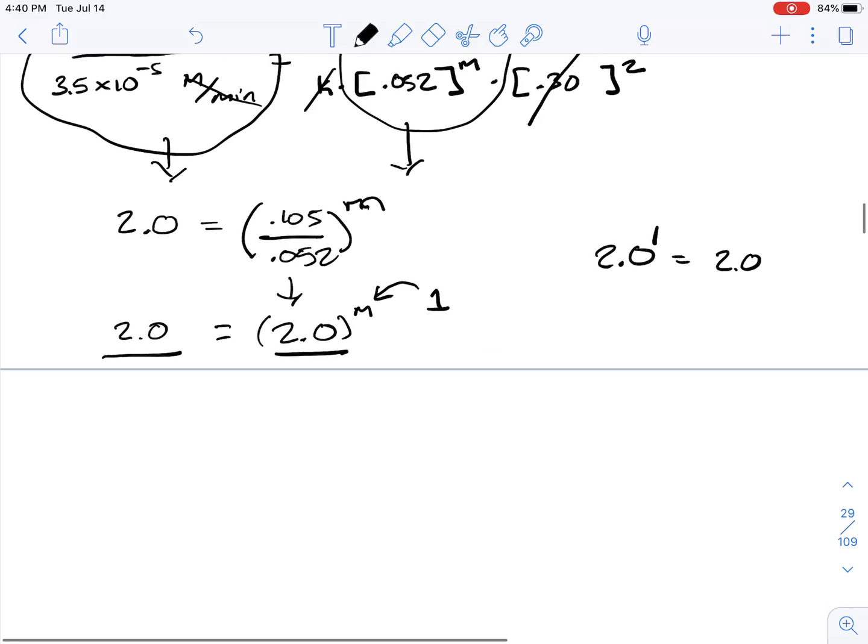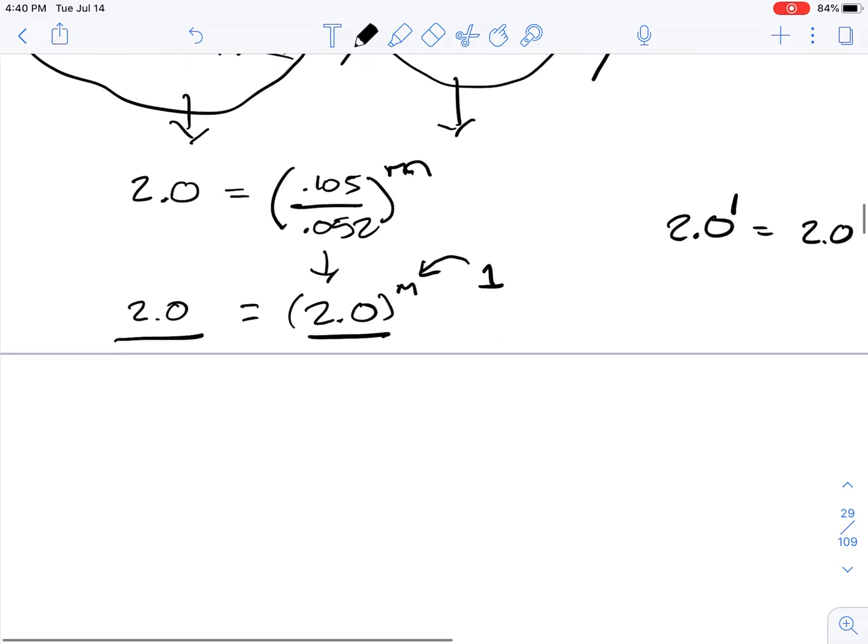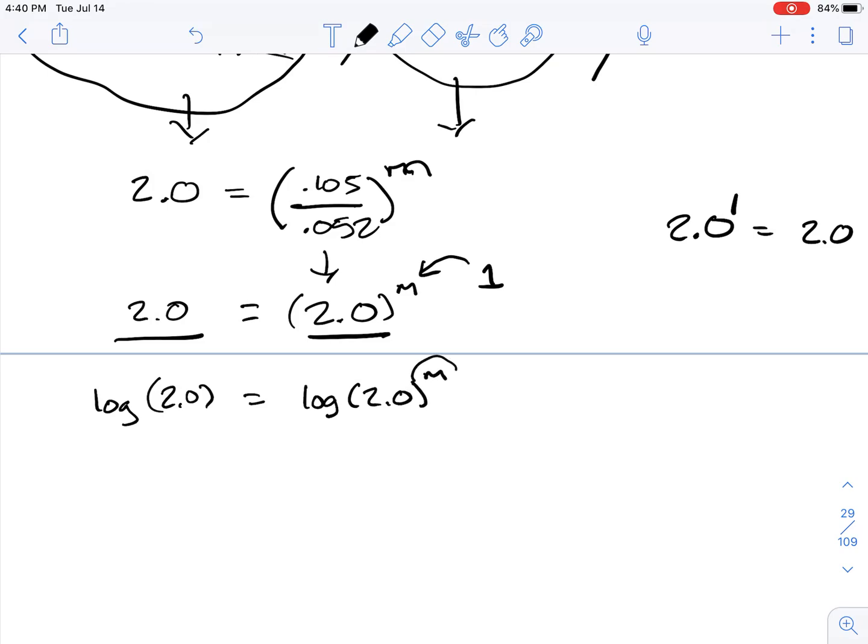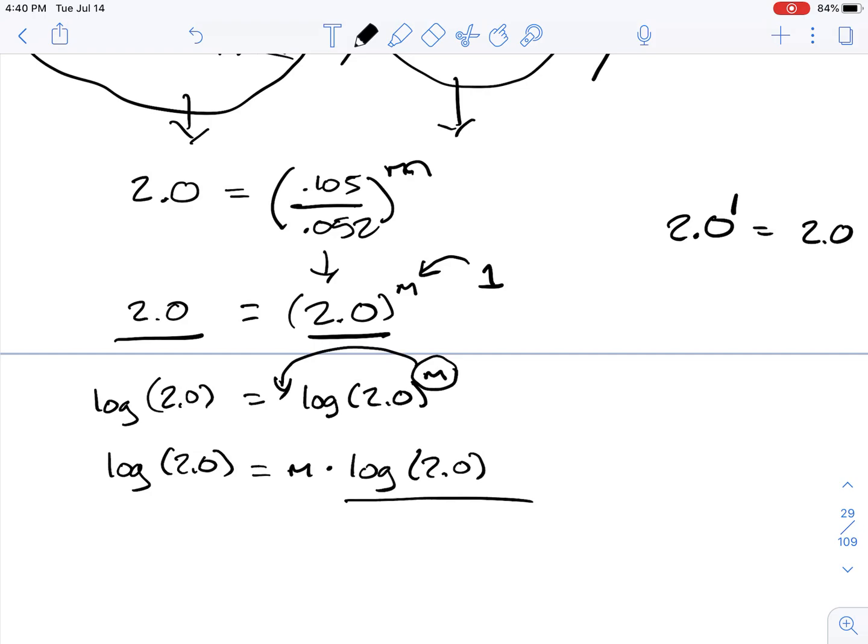Now, if you guys wanted to go through the whole gamut with the logs, you guys can. And so here, I'm going to go ahead and take the log of both sides. So log of 2.0 is equal to log of 2.0 raised to the power of m. And so now that I have logged both sides, that enables me to move the exponent m to the very front. And I'll just get log of 2.0 is equal to m times log of 2.0. And then I'm going to go ahead and divide both sides by log of 2.0.